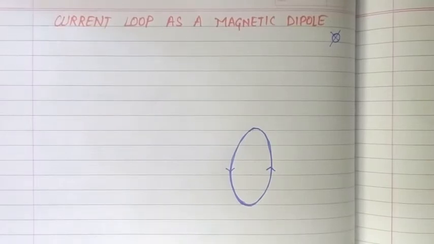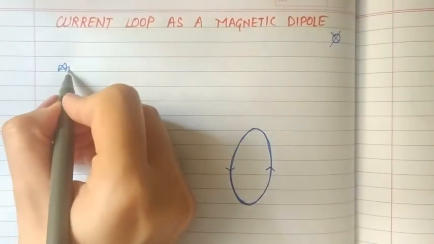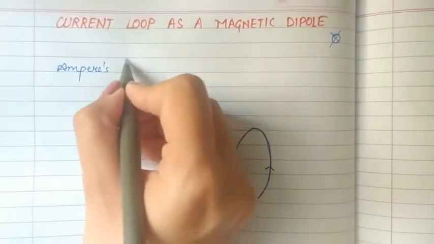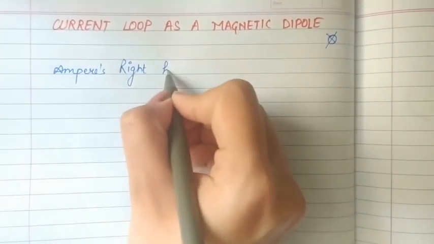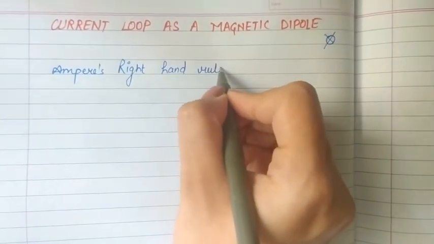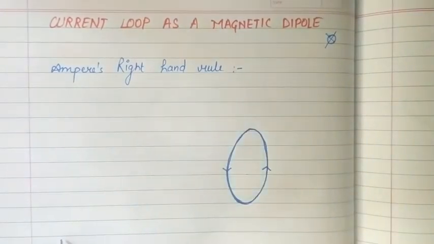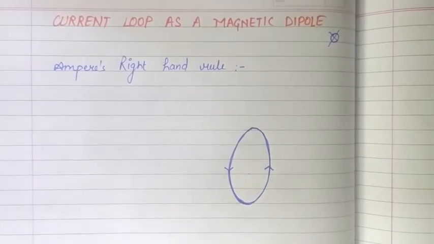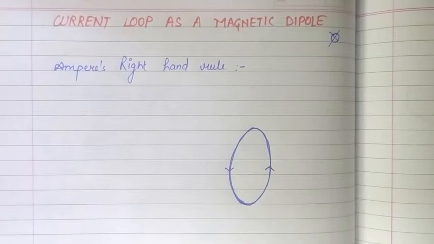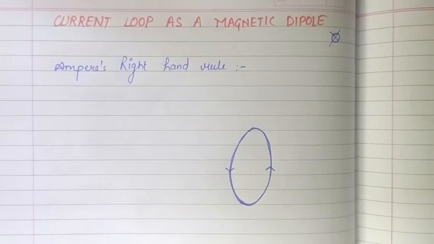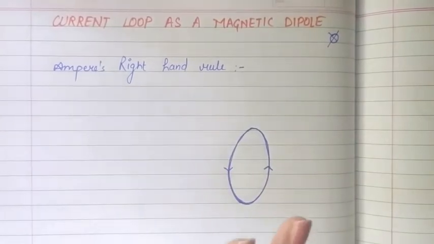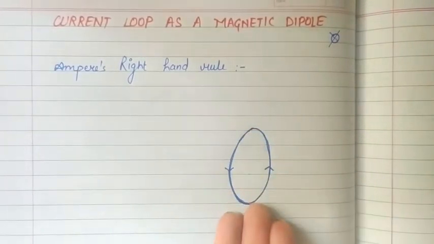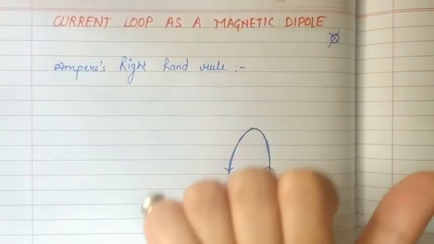So to find out that polarity, we have Ampere's right hand rule. We are going to use Ampere's right hand rule to find the polarity or to find the direction of magnetic field lines, right? So what this law states is that if we hold this loop with our right hand such that the fingers of our right hand point along the direction of current. So we have to hold this loop with our right hand such that the fingers point in the direction of current. So fingers will go like this and come out with the flow of current.